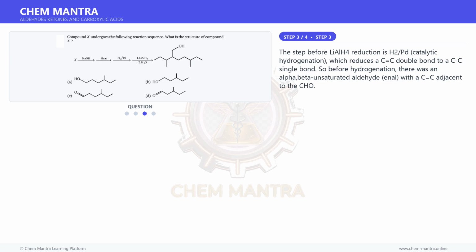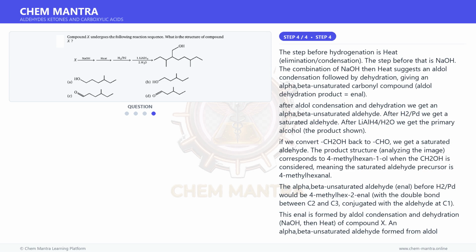Moving on to the next step. The step before LiAlH4 reduction is H2/Pd, catalytic hydrogenation, which reduces a C=C double bond to a C-C single bond. So before hydrogenation, there was an alpha, beta unsaturated aldehyde, enal, with a C=C adjacent to the CHO. And the step before hydrogenation is heat, elimination, condensation. The step before that is NaOH.